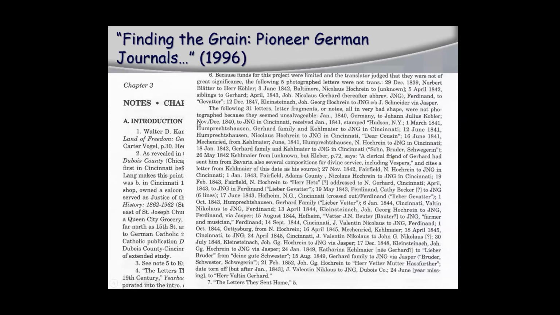I love this particular chapter 3 note. The following 31 letters, letter fragments, or notes, all in very bad shape, were not photocopied because they seemed unsalvageable. What is that to us as researchers? That's kind of a red flag, isn't it? It's like, unsalvageable? Really? Really? I wonder what's in them.